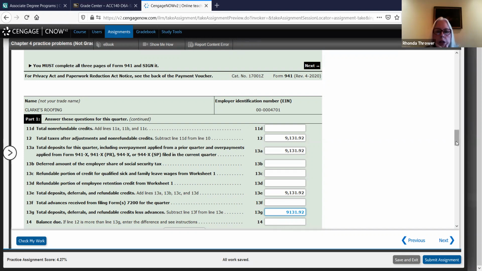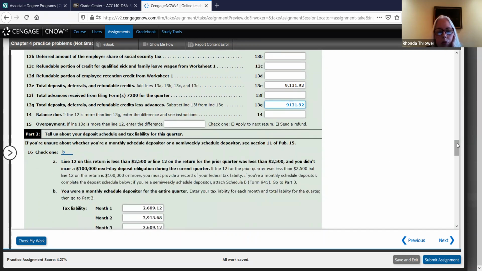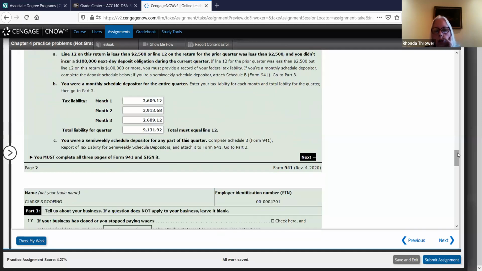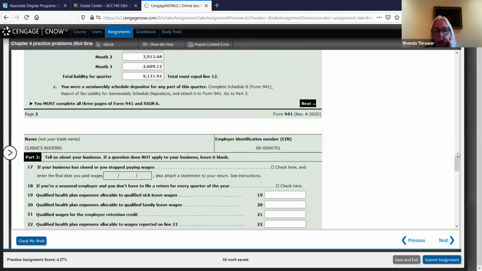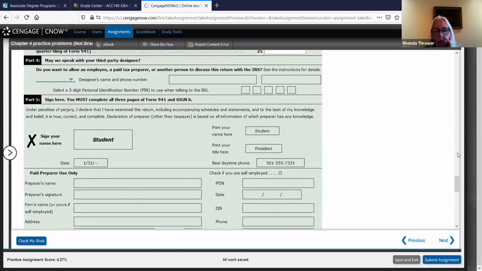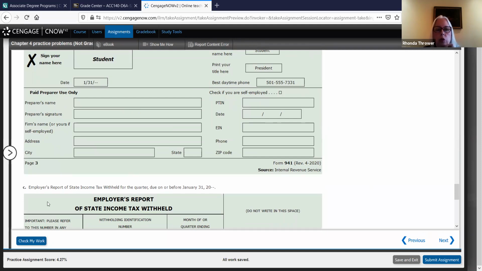And then in line 14, they're asking if there's a balance due. Line 12 is more than line 13G, and it's not more than, it's the same, so nothing goes there. There's no overpayment because you got just the right amount. And we've completed this part, so technically we're finished with the 941 form. And it's time to move forward to the next form, which is the employer's report of state income tax for the quarter.